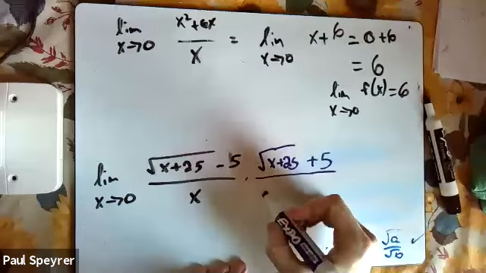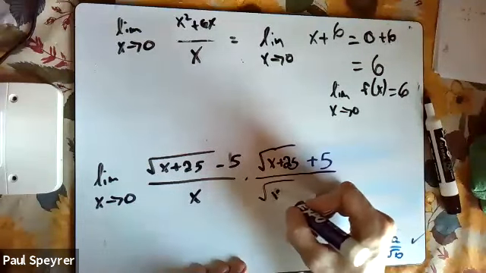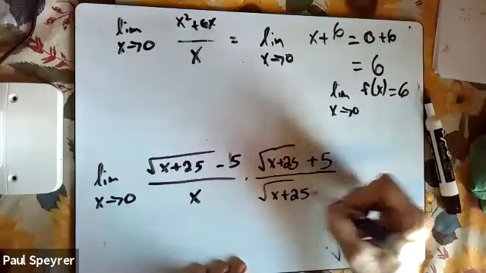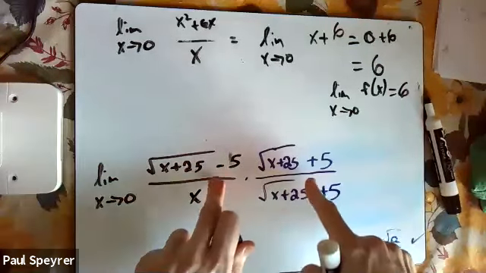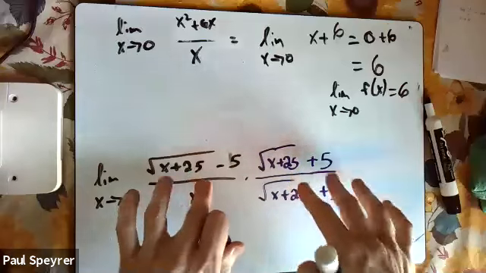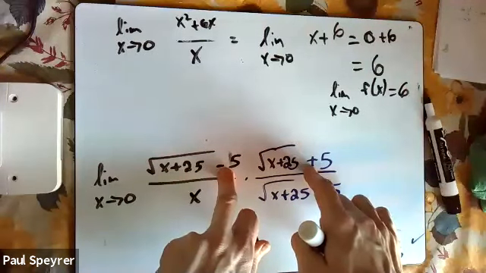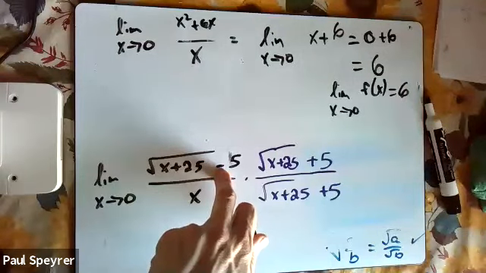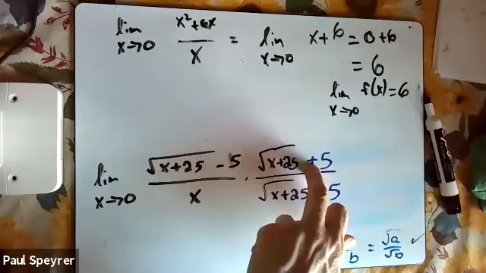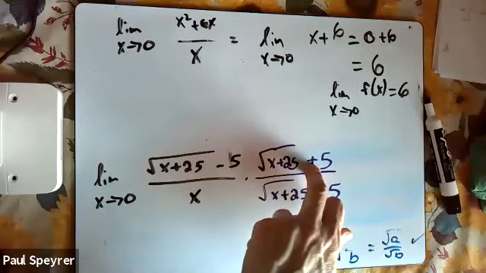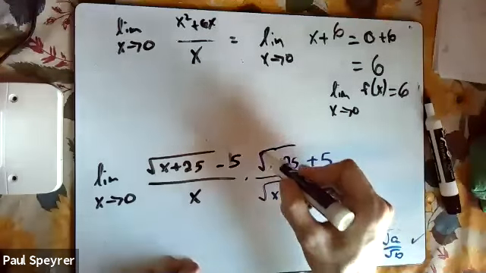So we're going to multiply top and bottom by the square root of x plus 25 plus 5. Again, the conjugate is whatever these two terms are: you keep them the same, but you just flip the sign of these two right here. If initially this was minus, plus 5, this would have been minus 5 right here. You don't change anything else.